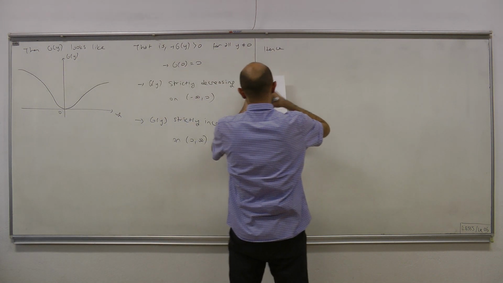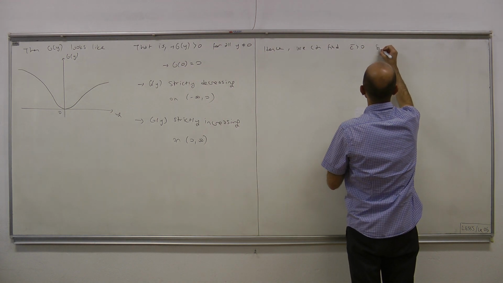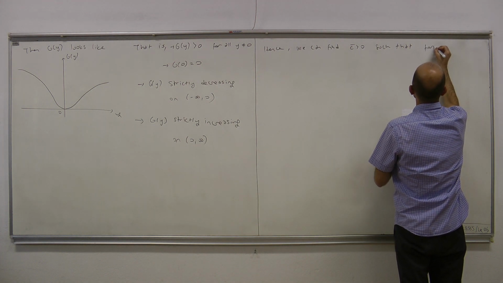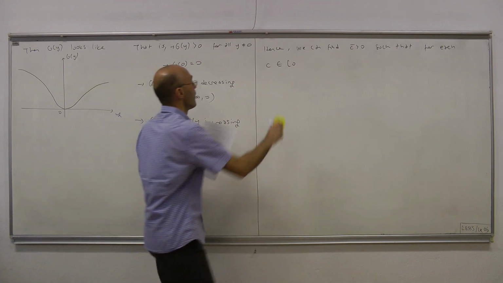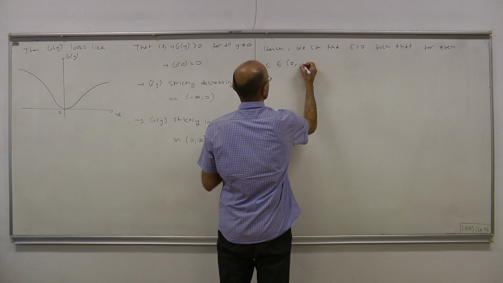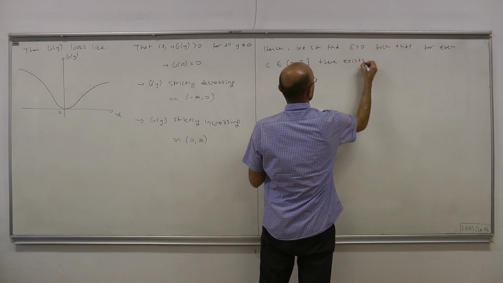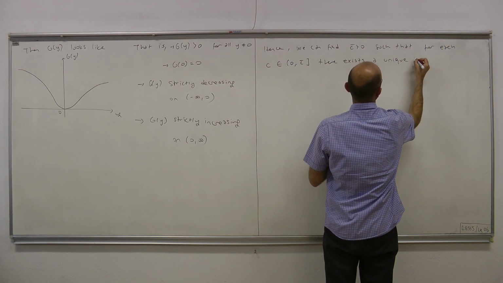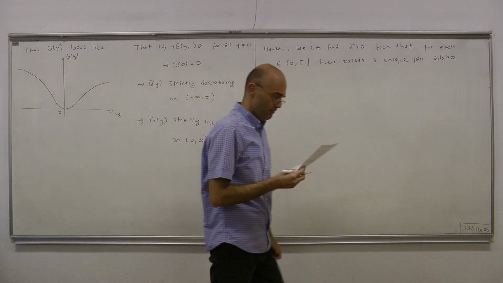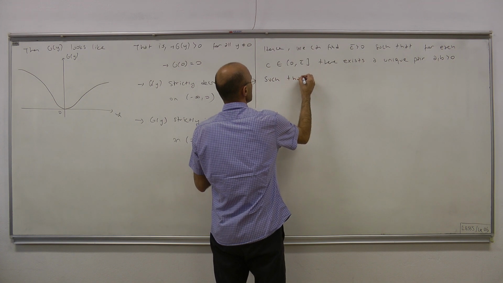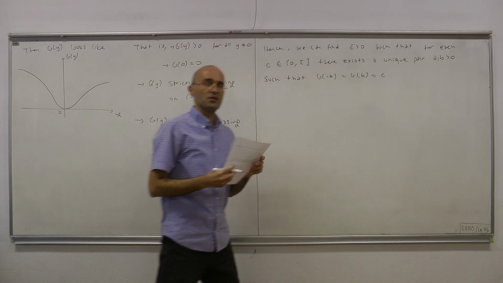Hence, we can find a constant C bar such that for each C which is positive and not greater than C bar, there exists a unique pair of positive numbers, let's call them A, B, such that g of minus A equals g of b equals your constant.